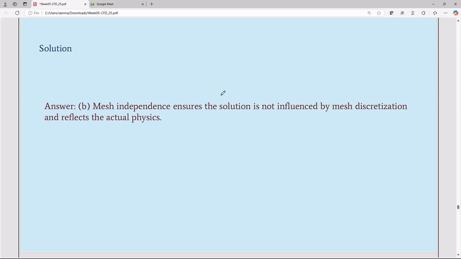Such studies show that when the mesh is refined more and more, the calculated flow property, or fluid property, will remain unchanged after some value, or the changes will be drastically reduced. Such a condition is called mesh independence. So that is what we are doing in mesh independent studies or mesh refinements.